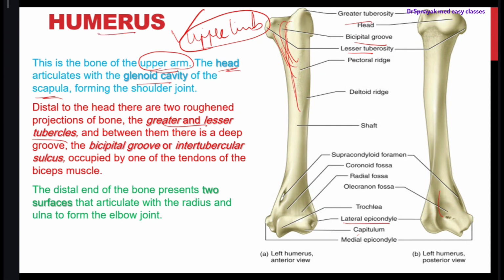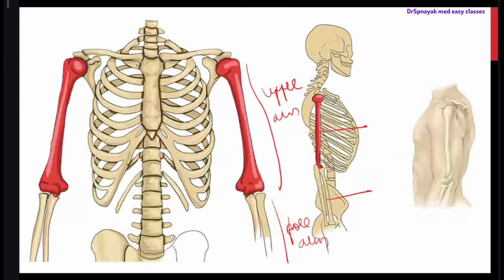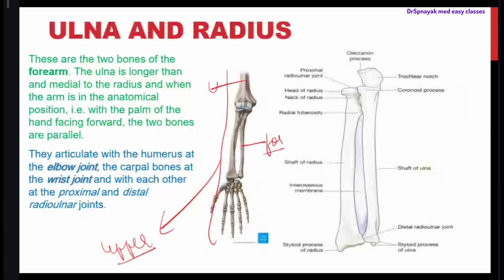The humerus is the strong bone of the upper limb, and it is present in the upper arm. And the head of this humerus is attached to the glenoid cavity of the scapula. And the lower side of the humerus is attached to the radius and ulna. We'll try to discuss that. Okay, so this is the humerus. And next is radius and ulna.